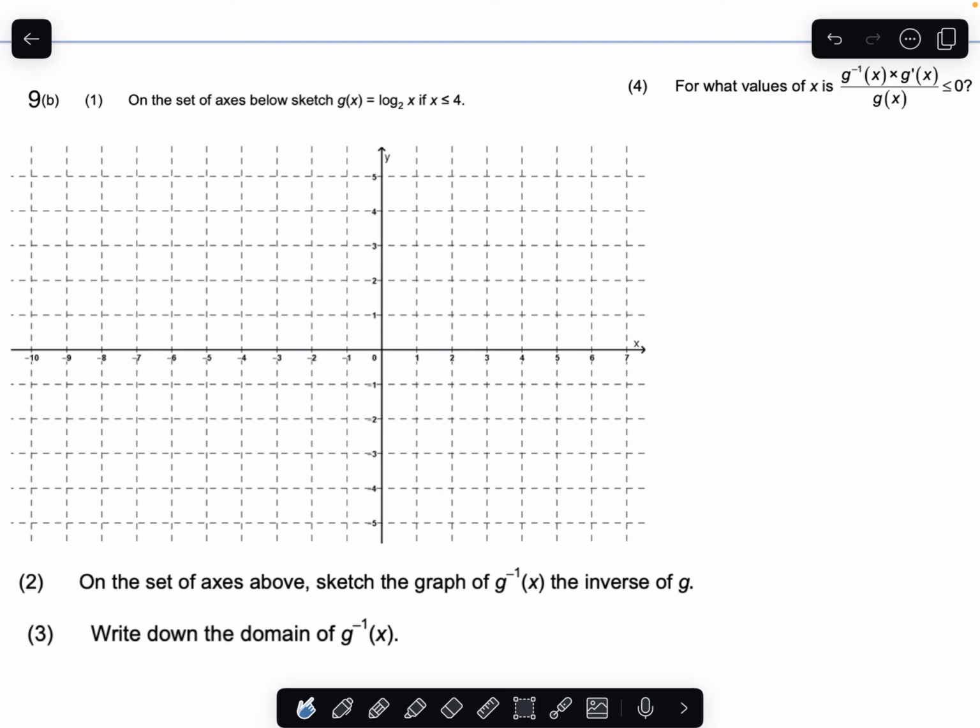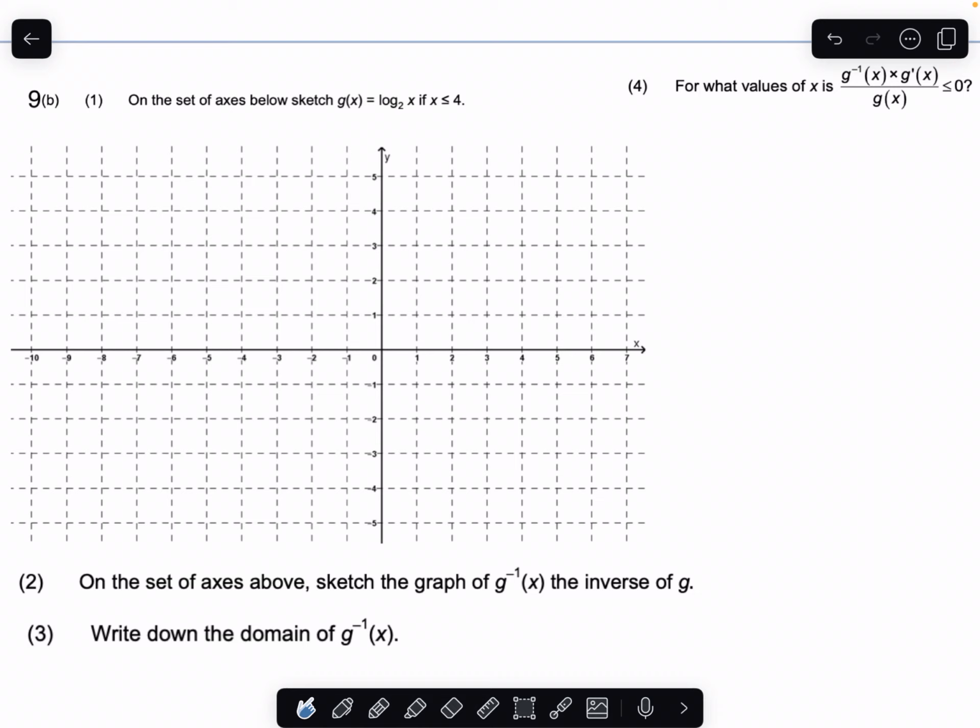Today we're looking at question 9b of IEB's paper 1 from November 2022. On the set of axes below, sketch g of x is equal to log base 2 of x if x is smaller than or equal to 4. So the domain is restricted even more than usual.